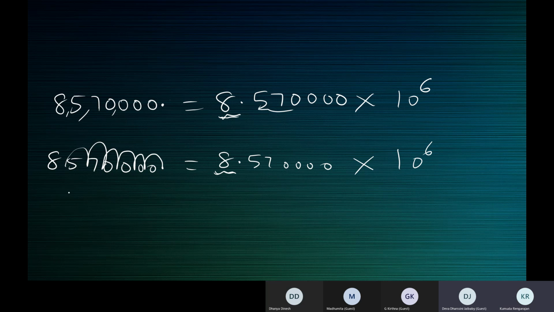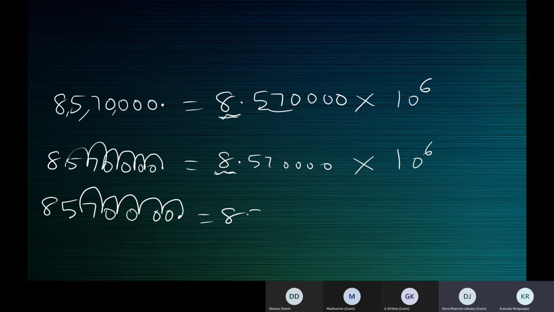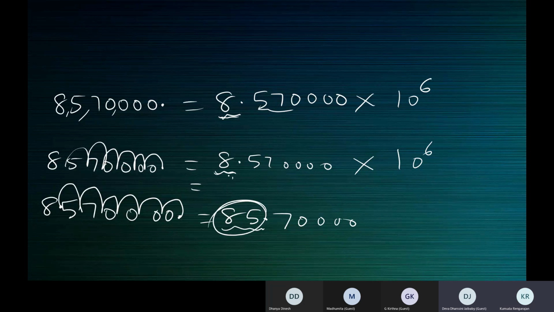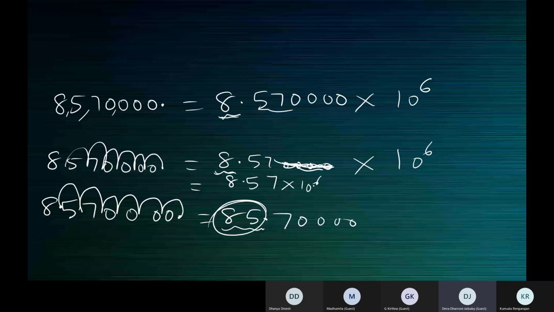Yeah, you're right, Danya. So the thing is, where to stop moving? The decimal point is here. Supposing you do 1, 2, 3, 4 and you're tired 5, enough. What is the number? It's 85.70000. It's more than 10. So you have to move here. After this, children, you can remove these zeros. You can write it like this: 8.57 into 10 to the power 10.